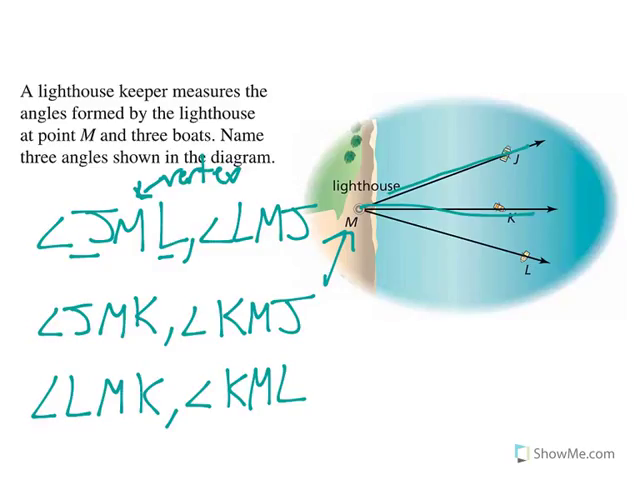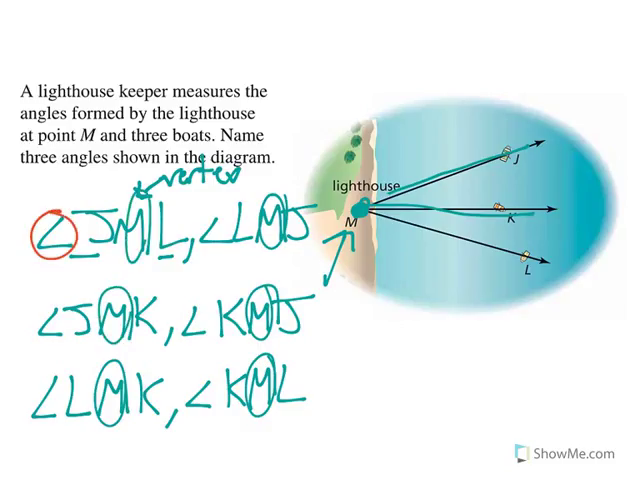Okay, again, another thing to notice is the vertex is in the middle every single time. M in this case was my only vertex, so it's in the middle of all these examples. And then also notice that we have our angle symbol. Okay, and so this is how we shorthand writing an angle.